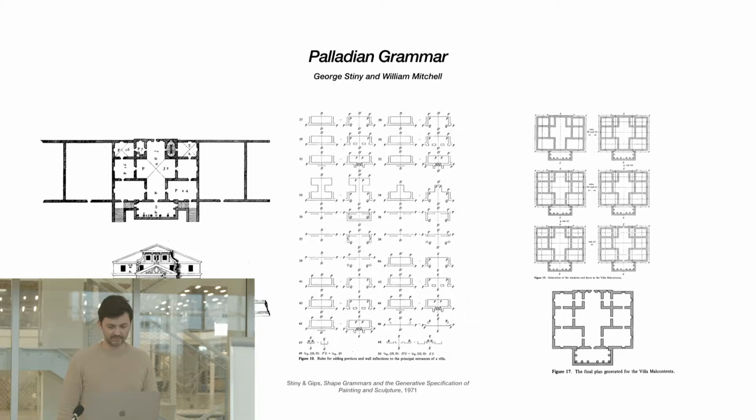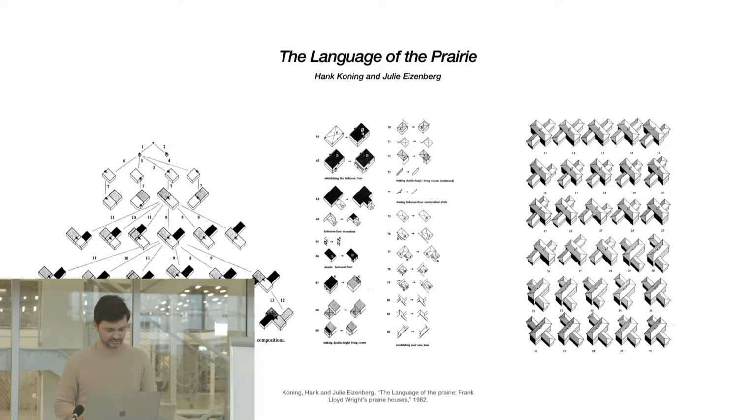One of the first examples of shape grammars in architecture was called the Palladian grammar by Stiny and Mitchell. So this is 1978. They created a parametric shape grammar to generate floor plans of villas in Palladian style. They tried to extract what are the rules that Palladio would use. And this is an example of Villa Malcontenta. You can find it in the literature.